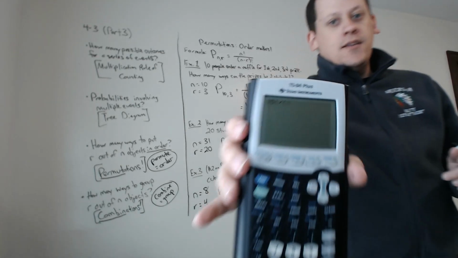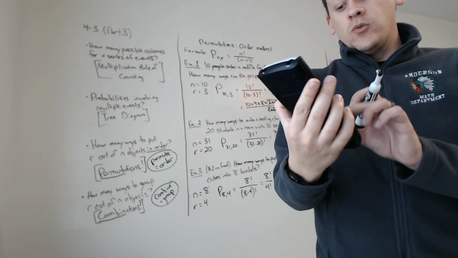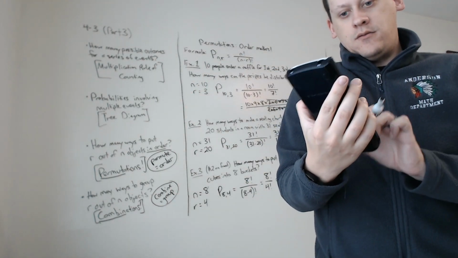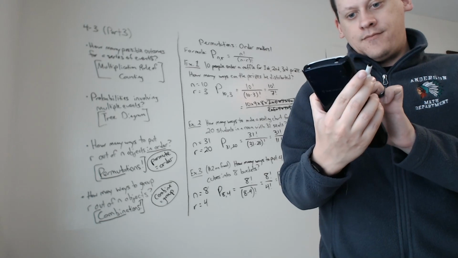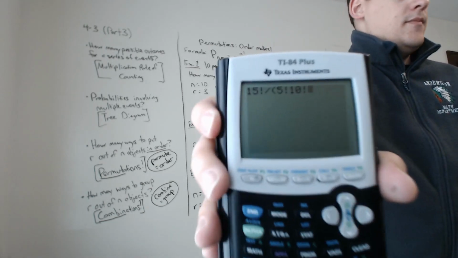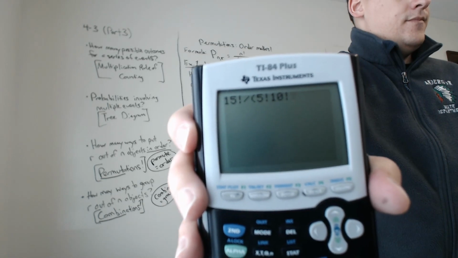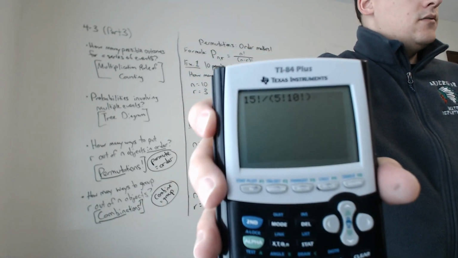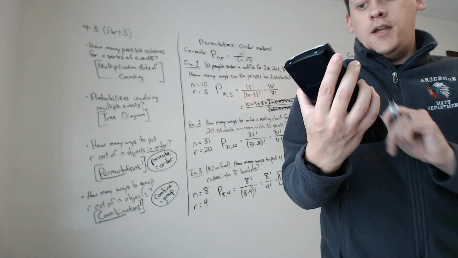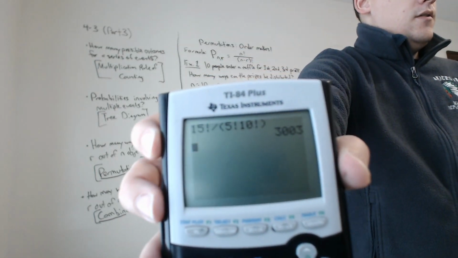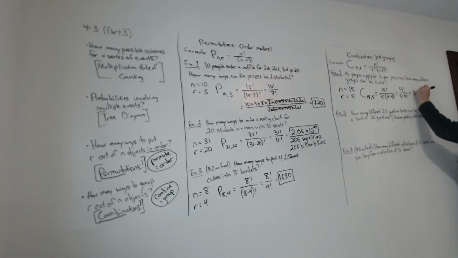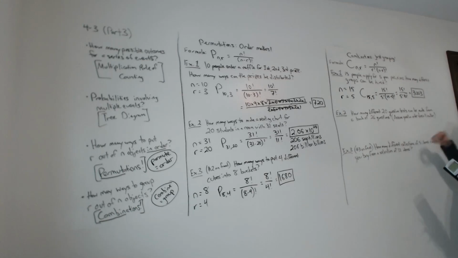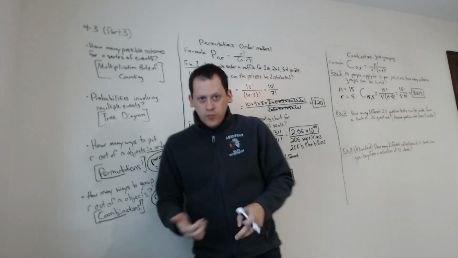You don't want that. You want to divide by 10 factorial as well. So we're going to do this, put our 5 factorial in there, and then put the 10 factorial right next to it. Like that. Close your parentheses. Enter. 3003. So if we've got 15 people applying for 5 open positions, there are 3,003 different groups of 5 people that we can hire.